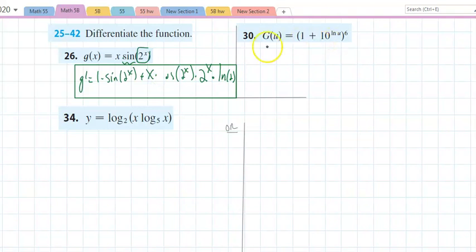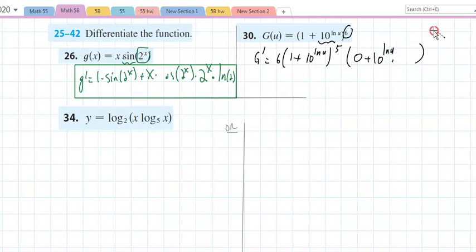And if I get to problem number 30, if I take g prime, power rule, bring the power down, subtract 1 from the power, times the derivative of the inside. I'm writing this for your notes. You really don't have to write a 0. Derivative of an exponential is the exponential times natural log of the base. By the chain rule, the derivative of natural log of u is 1 over u. And there it is.